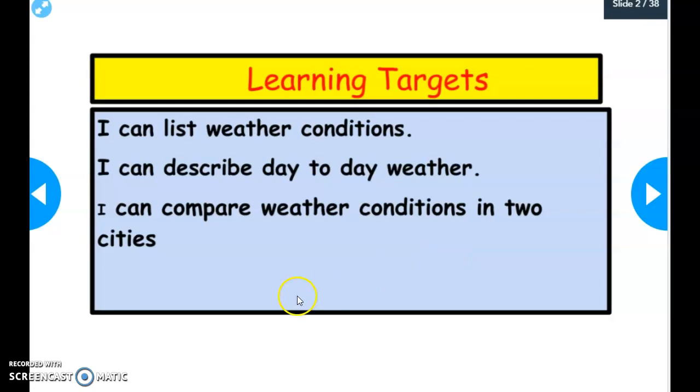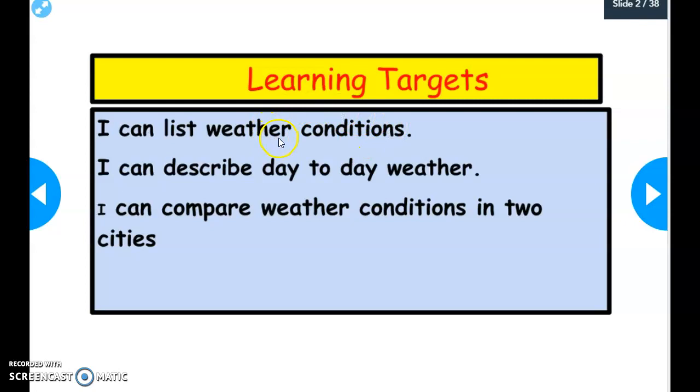Like always, I would like to show you our learning targets. I can list weather conditions. I can describe day-to-day weather. And I can compare weather conditions in two cities. So boys and girls, let's try to unpack the first learning target. I can list weather conditions.